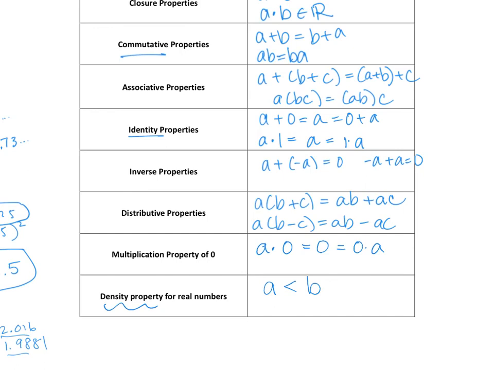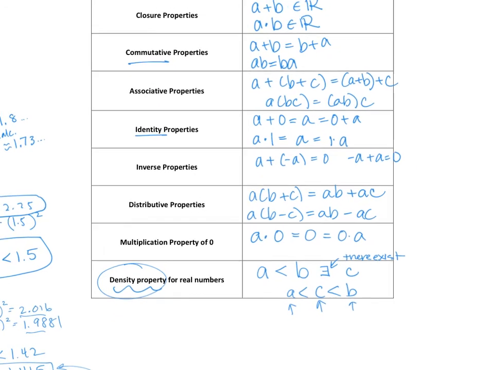And the last one, the density property for real numbers, really just says that anytime you're looking at two real numbers, there always exists, which is a fancy way to say there is, some number c that is between them. So anytime you have two real numbers, there's going to be another real number between them all the time. That's the density of real numbers.